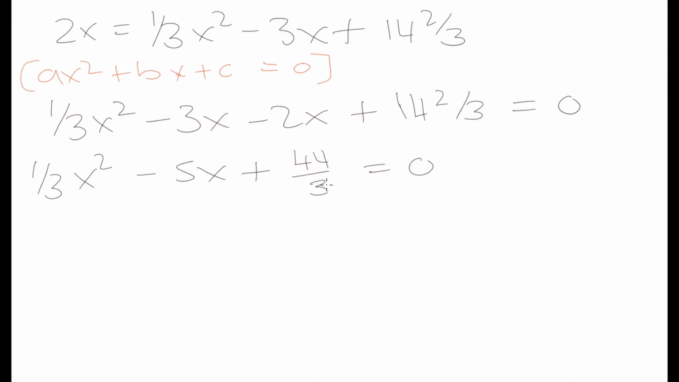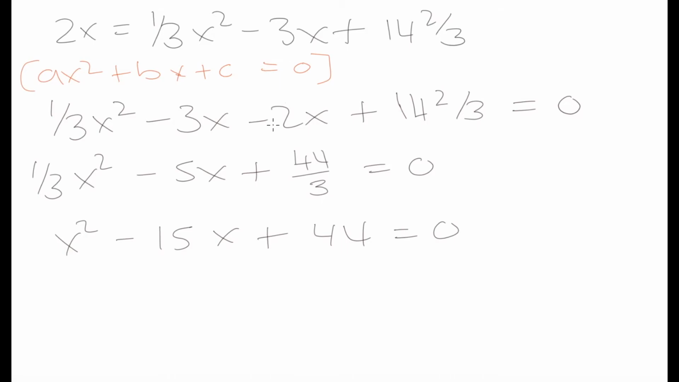So the easiest way for us to tackle this problem is to try and get rid of these fractions here. And one way that we can do that is to multiply both sides of this equation by 3. And by doing that, this is still going to be 0 because 0 times 3 is equal to 0. But if we multiply this entire side of the equation by 3, we're going to get x squared minus 5 times 3, which is 15, so minus 15x plus 44 is equal to 0.